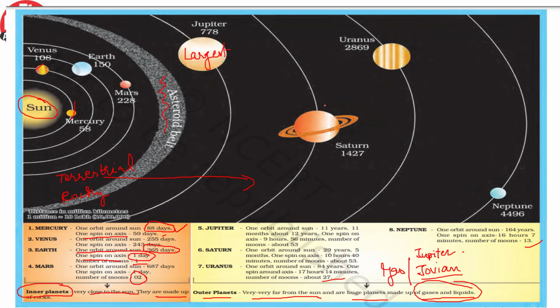Now, if you look at the sizes, you can clearly see Jupiter has the largest size. Then comes Saturn, then Uranus, and finally Neptune, right? After that, we have Earth, okay? And Earth has a similar size as Venus. So after Earth comes Venus, then Mars, and then Mercury. So Jupiter is the largest. It goes like Jupiter, Saturn, Uranus, Neptune, then Earth, Venus, Mars, and Mercury. That is the size-wise list.